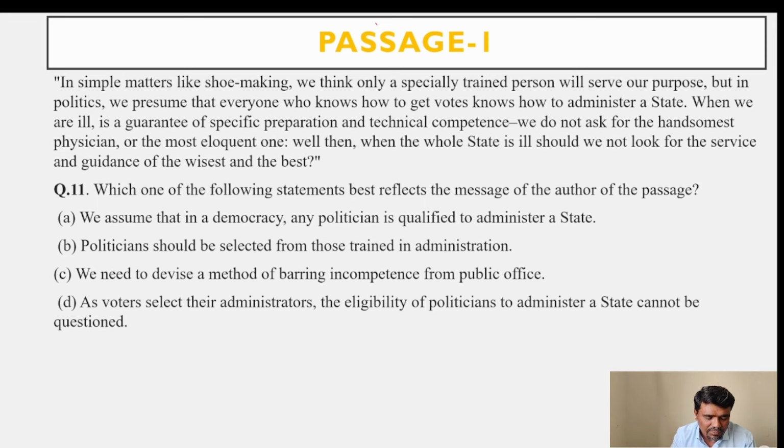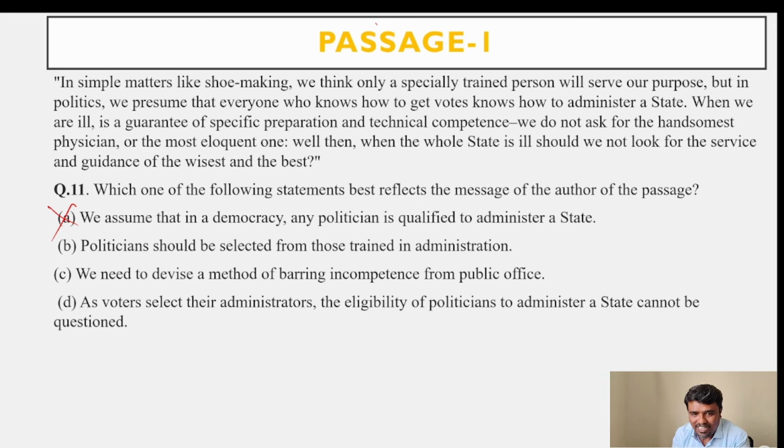Okay, let us see the question. Which one of the following statements best reflects the message of the author of the passage? We assume that in a democracy, any politician is qualified to administer a state. Actually, the author is criticizing this point. So, A is not the correct one. Politicians should be selected from those trained in administration.